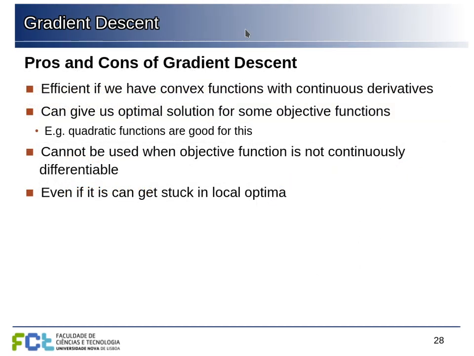Okay, so in general, gradient descent can be efficient if we have convex functions and they are continuously differentiable. So that means we can follow the derivatives and find global optima. It can give us the optimal solution in that case. For example, these simple quadratic error functions with few parameters usually work very well, but it cannot be used if the function is not continuously differentiable.